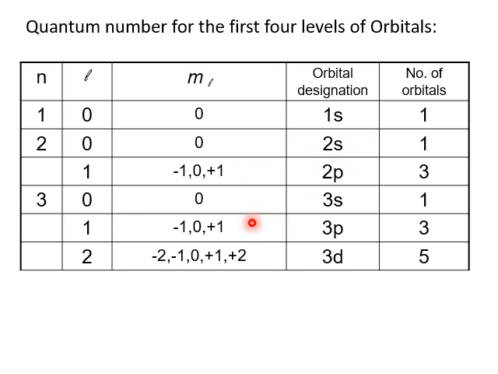And then for n equal to 3, L is 0, 1, 2. For 0, ML is 0. For L equal to 1, it has negative 1, 0, or positive 1, so it has 3 orbitals. This is level 3, n is equal to 3, so S is 0, P is 3. And then for L equal to 2, you have 5 ML values: -2, -1, 0, positive 1, positive 2. That will give 3D, and the number of orbitals is 5.